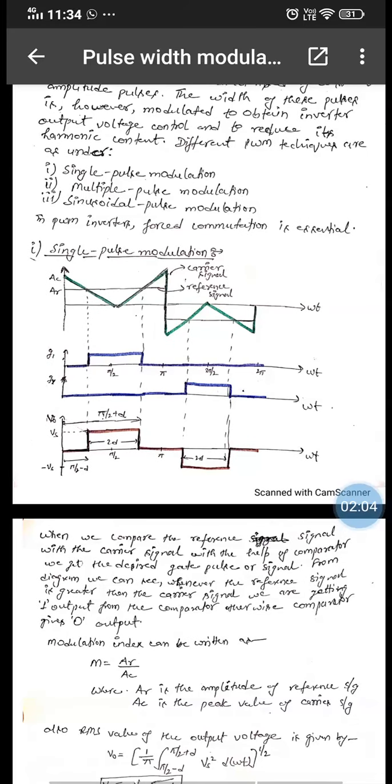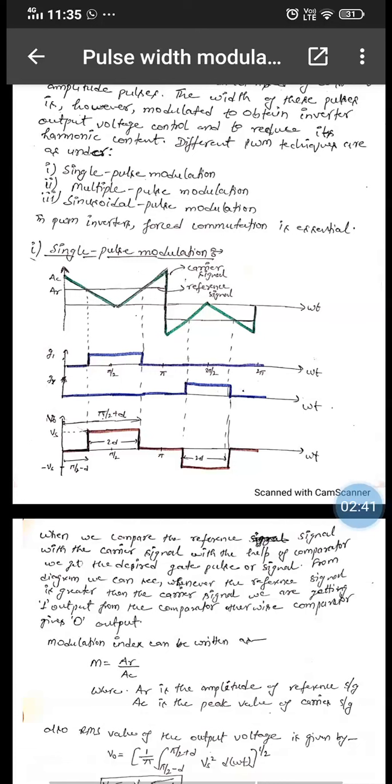As you can see in the diagram, how to modulate the waveform. There will be a reference signal whose amplitude I have shown as AR, and there will be a carrier signal. Its amplitude I have shown here as AC. So I'll take a comparator and put both the signals as input, and then the comparator will give an output. How will this comparator give output?